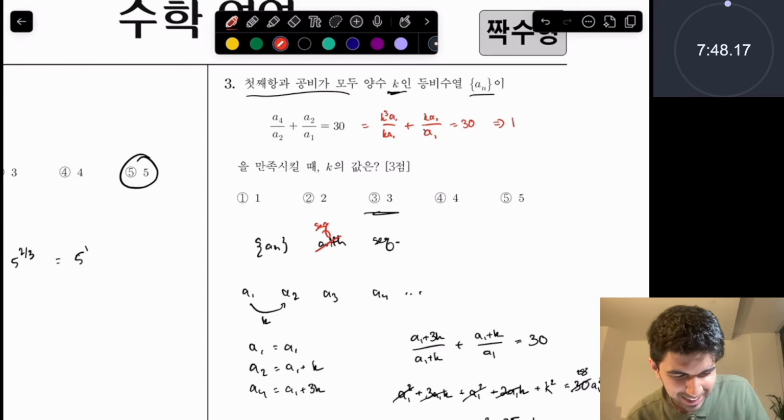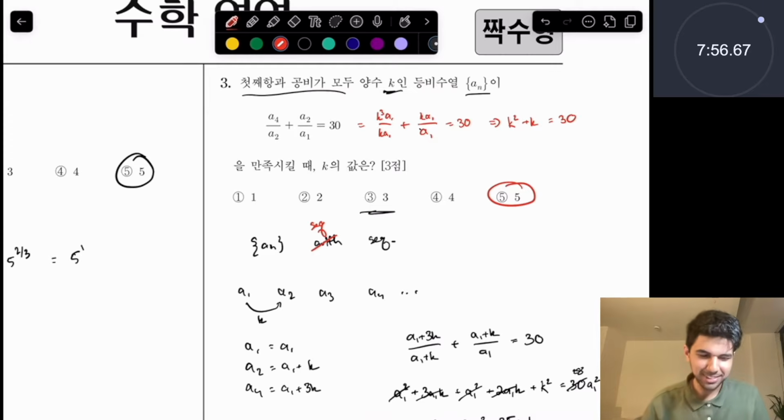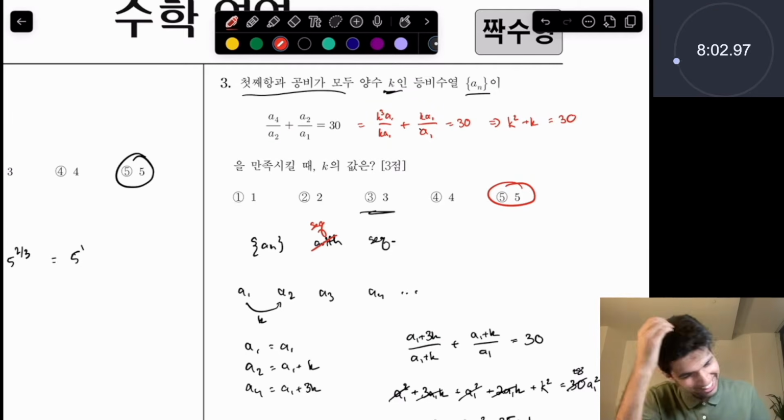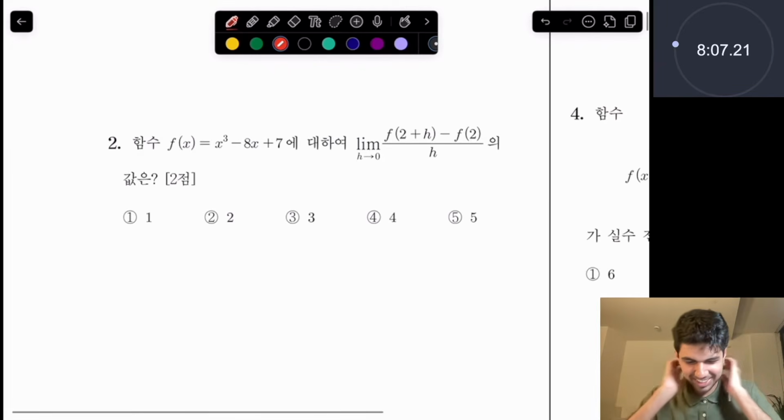This simplifies to k squared plus k equals 30. And of these options, 5 is the correct answer. Can't believe I wasted 8 minutes on this stupid question. Alright, pressing onwards.